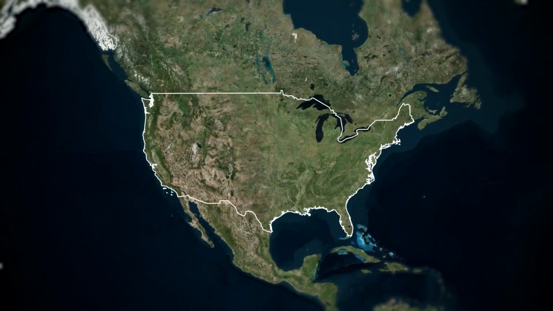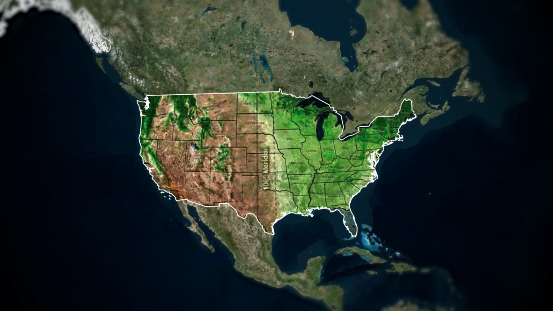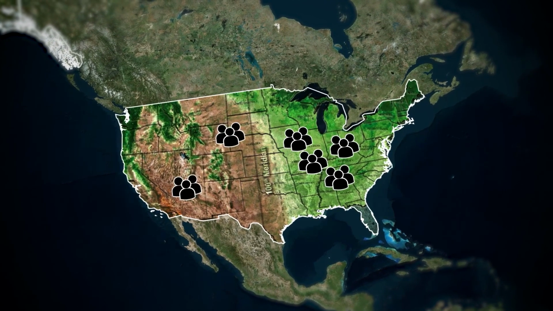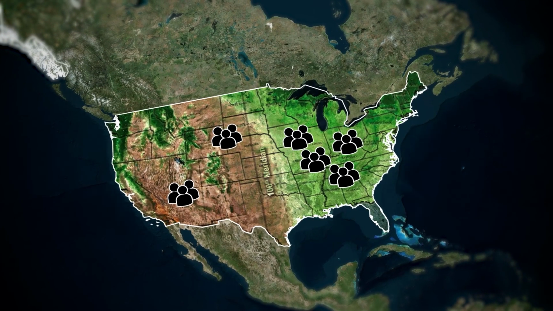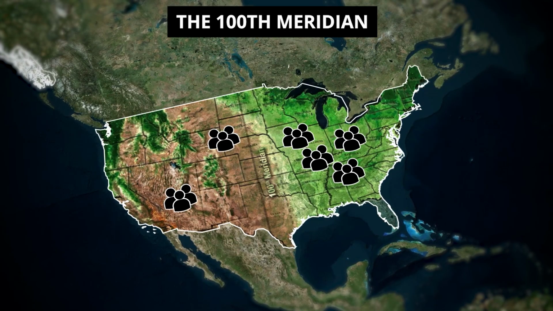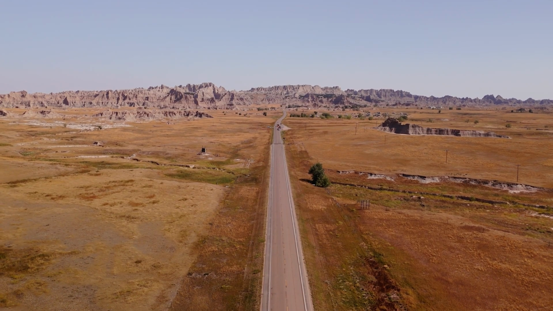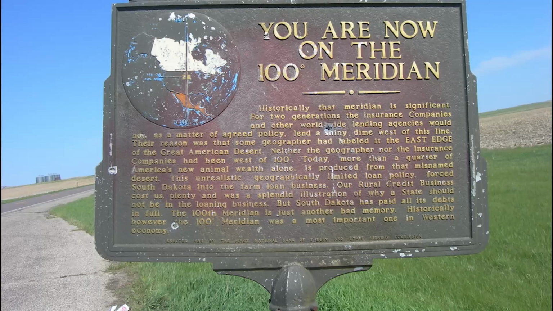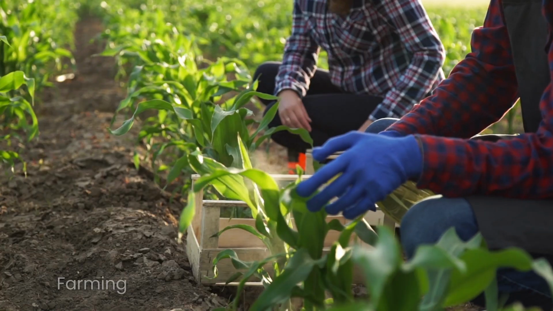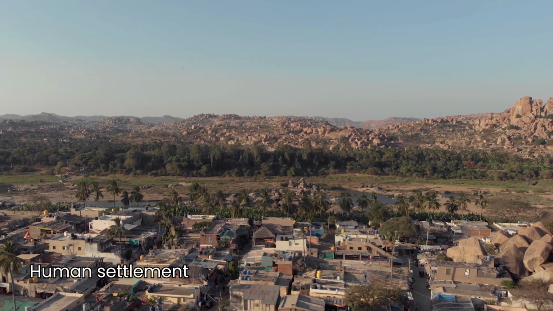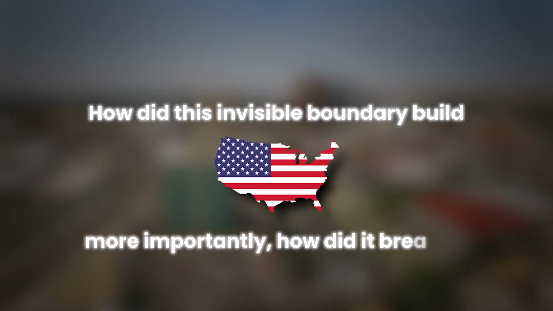When you look at a map of the United States, something stands out. A clear divide between the dense populated east and the sprawling, more open spaces of the west. This split isn't just a coincidence, it exists due to the 100th meridian. This boundary remains a defining feature of America's history, economy, and even its cultural development. It's the line that, for generations, made farming in the east possible while challenging human settlement in the arid west. So how did this invisible boundary build America, and, more importantly, how did it break it?